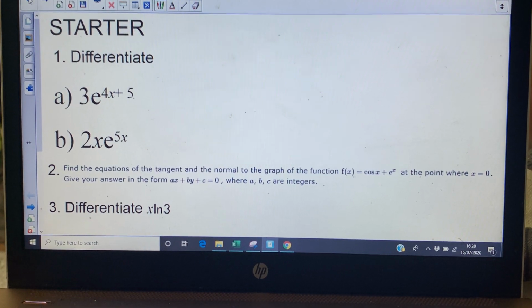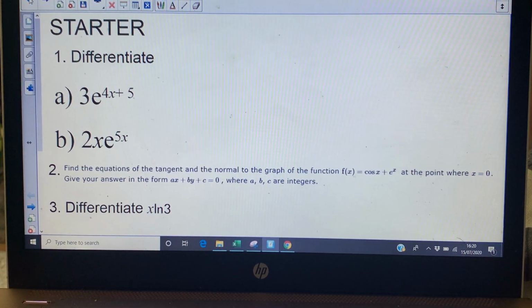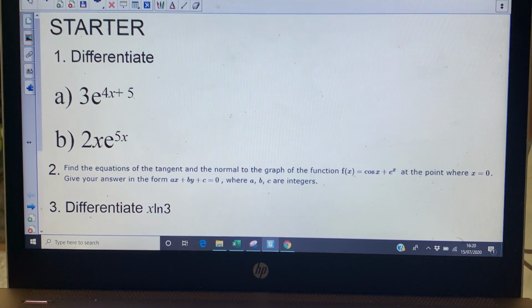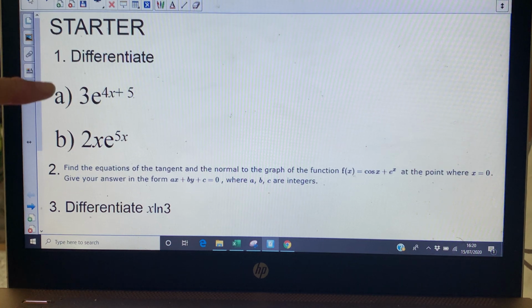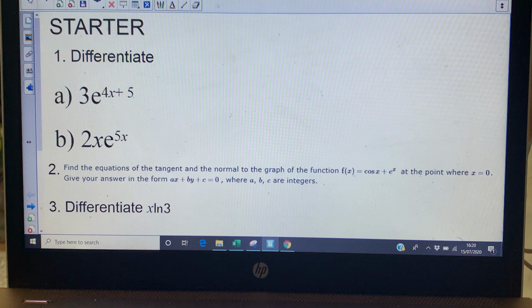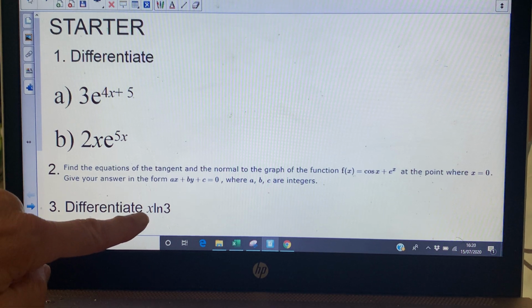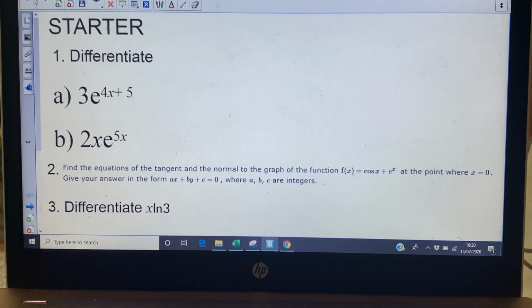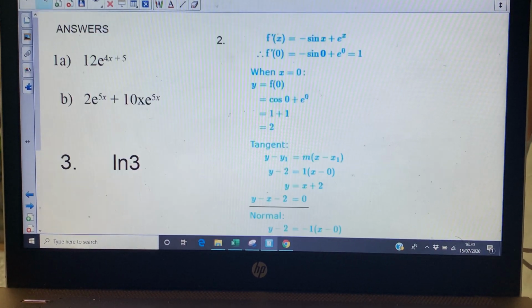This is the starter. If you want to pause the video, you can see that we're differentiating exponentials. So, straightforward differentiating with an exponential. Then we've got the product rule. Question 2, obviously a longer question. And question 3. Just making you aware that differentiating x times ln3 is just a constant. It's like differentiating 7x. So if you pause the video, have a go at those.